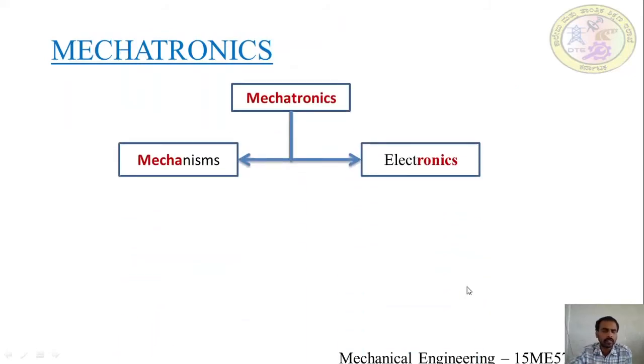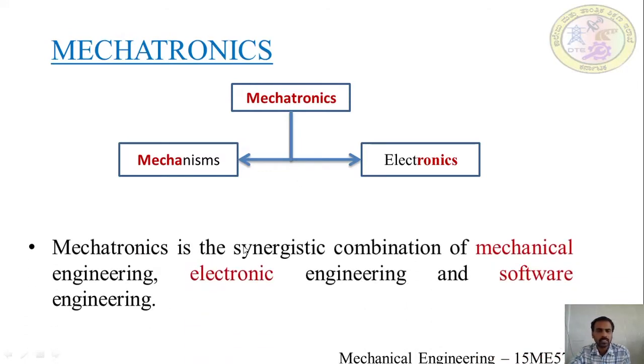Before getting into the actual sessions of the lab, let us see in brief what mechatronics means. Anyway, you are going to see it in detail in the theory. The word mechatronics comes from mechanisms and electronics, so it is a combination of mechanical engineering and electronics engineering. In the present scenario, the word has a wider meaning: mechatronics is the synergistic combination of mechanical engineering, electronics engineering and software engineering.